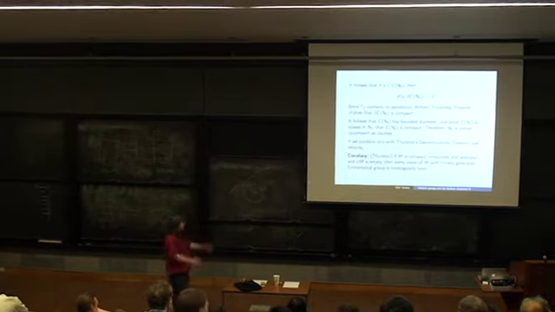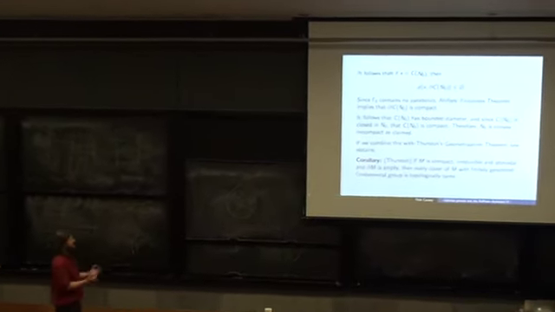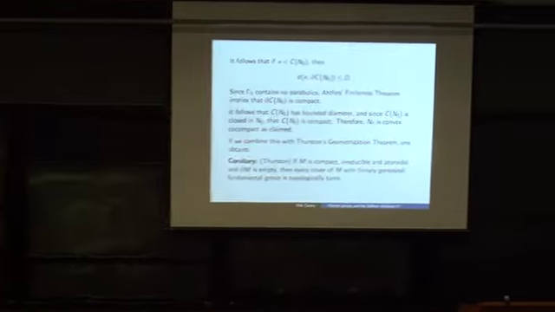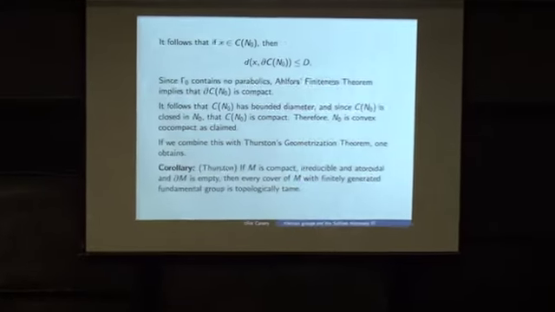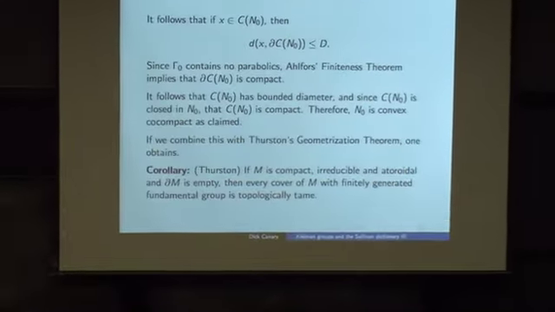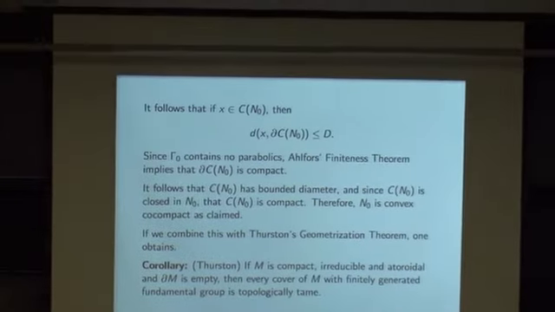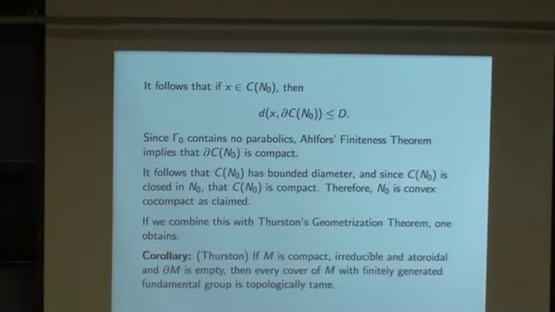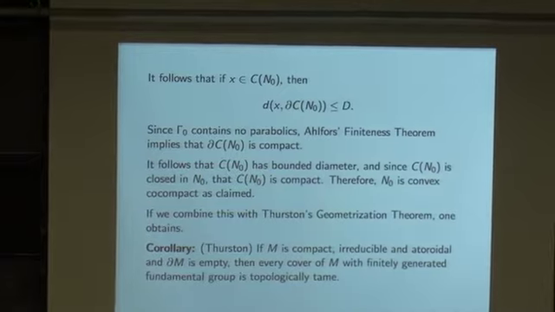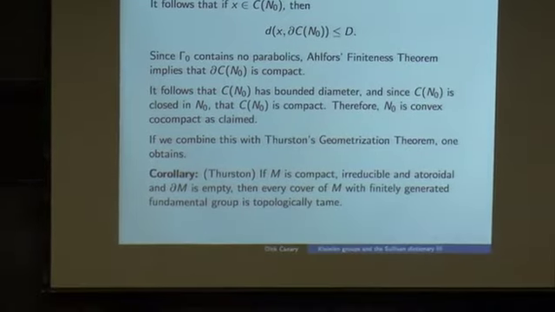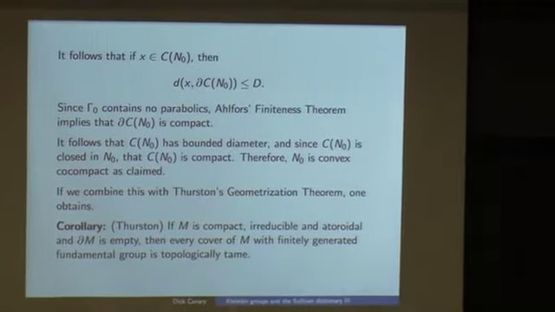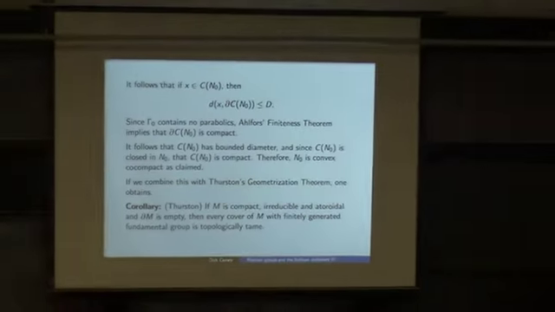And when you project downstairs, that means the distance from x to the boundary of the convex core is less than d. But Ahlfors' finiteness theorem tells you the boundary of the convex core is some finite collection of closed surfaces. Well, so now you're within distance d of a compact set and you're closed, therefore you're compact.